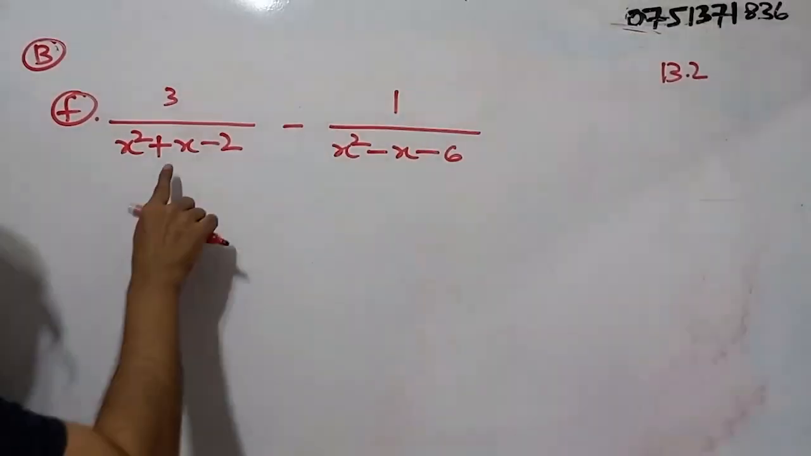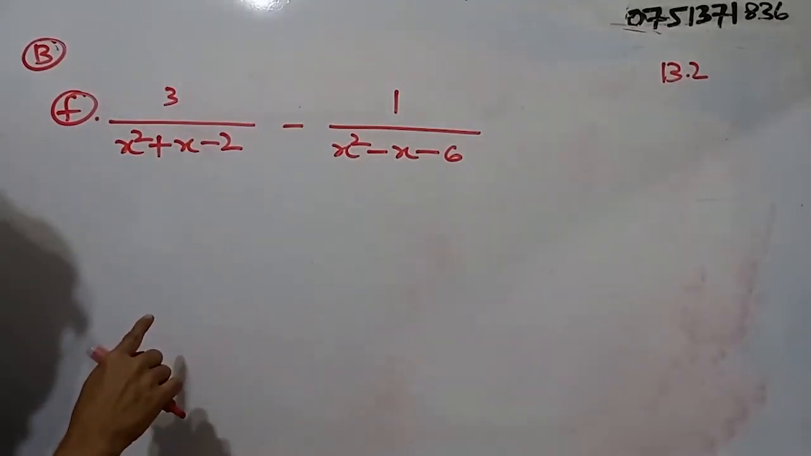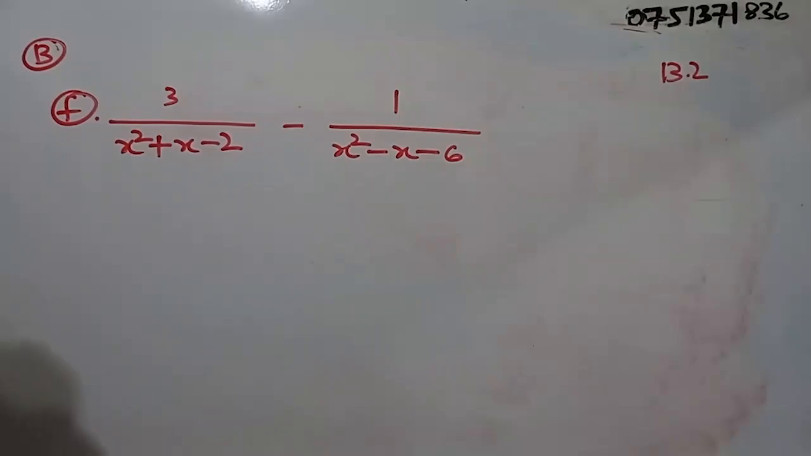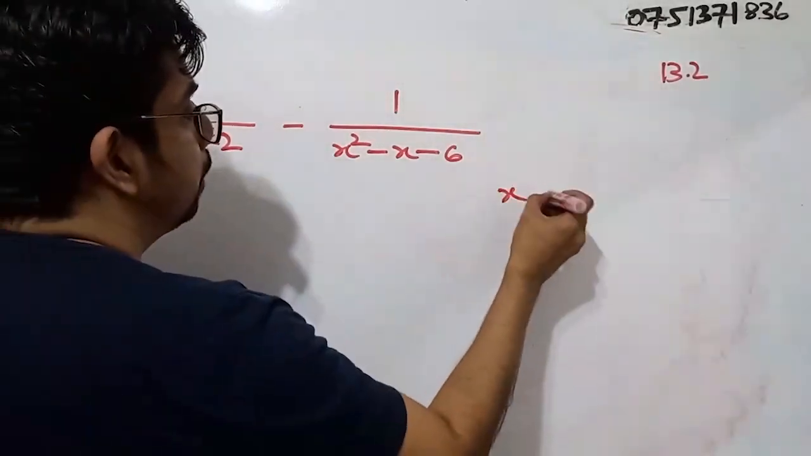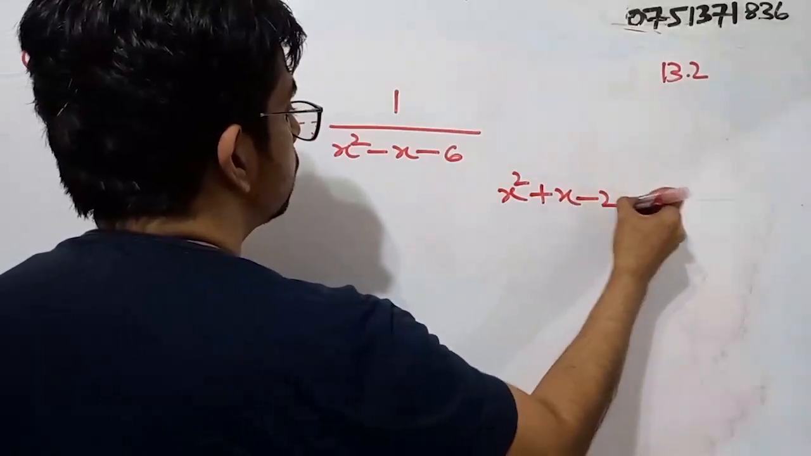Okay, so here we have two trinomial quadratic expressions, so it is better that if we can factorize this. Okay, so we will consider the first factor, x squared plus x minus 2.